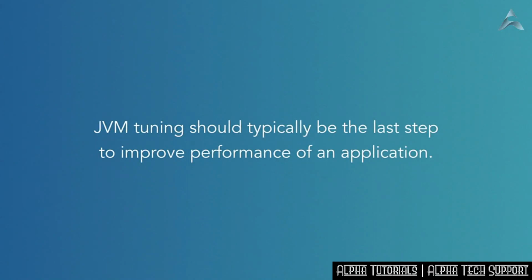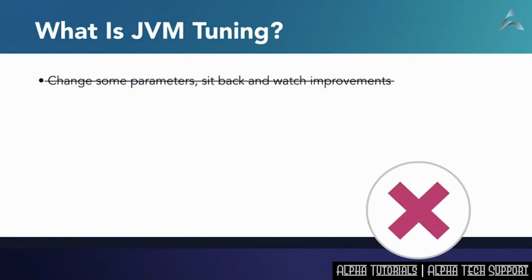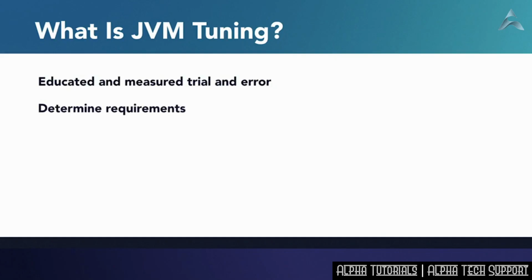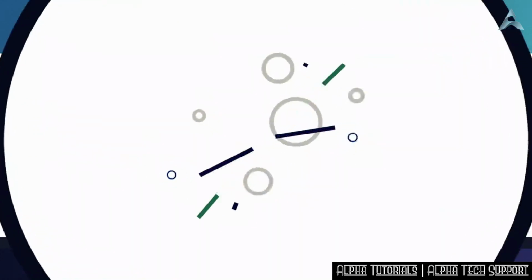JVM tuning should typically be the last improvement step to your performance though. First, make sure that the code is optimized. JVM tuning is not just changing the parameters for the JVM and then sitting back and watching your application improve. So, what is it? It's actually more like some educated trial and error. You determine what the requirements for the application are, and you select the JVM parameters that fit this. Next you're going to do some checks and measurements. And if either of these checks and measurements fails, you're going to have a look at the application and requirements again and adjust the JVM parameters.